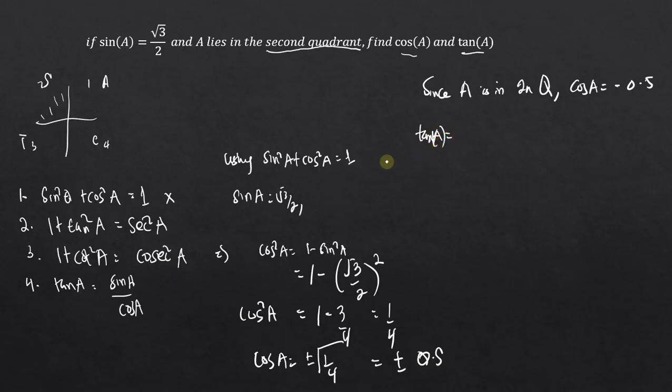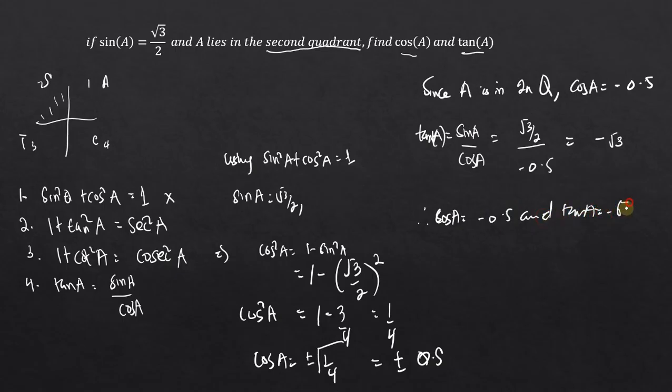Now to find tan A, you can use the trigonometric identities, and the one that best describes this is the fourth one, right? So you know that tan A is equal to sine A over cos A, and we know sine A to be equal to square root of 3 over 2, and we know our cos A to be negative 0.5. So when you solve this, you get negative square root of 3, right? So therefore our cos A is equal to negative 0.5, and tan A is equal to negative square root of 3.